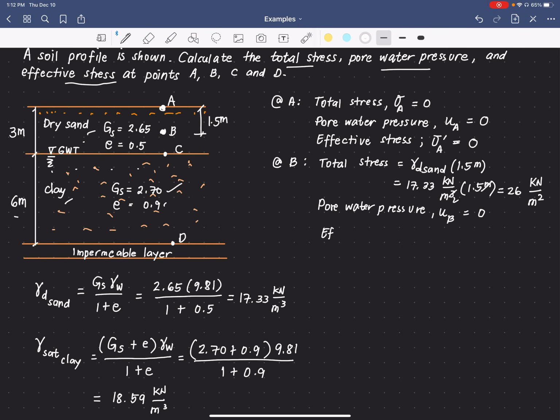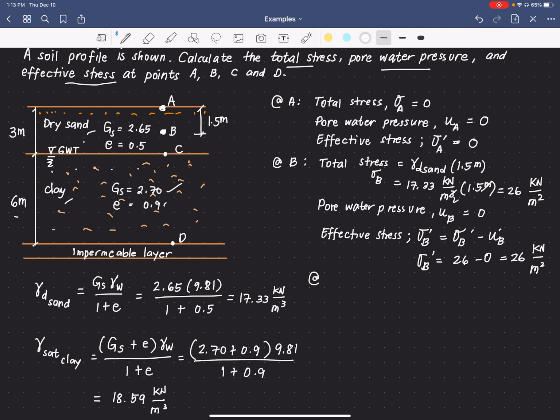Then the effective stress, which is sigma sub B prime, is equal to the total stress minus U sub B, and that would be 26 minus 0, which is also equal to 26 kilonewton per square meter. Forgot to write here. Yeah, so this is sigma sub B prime.